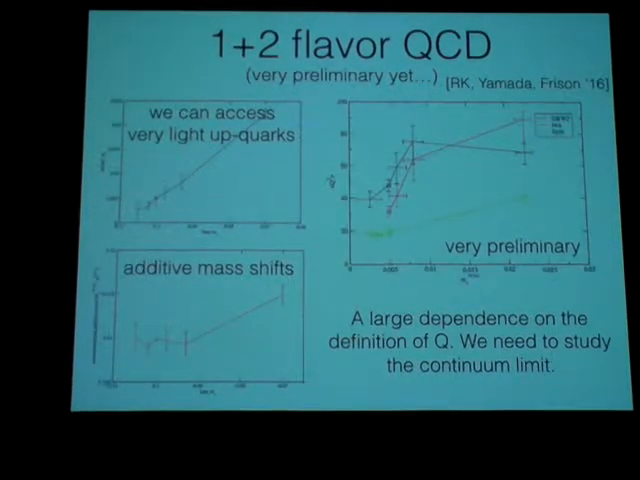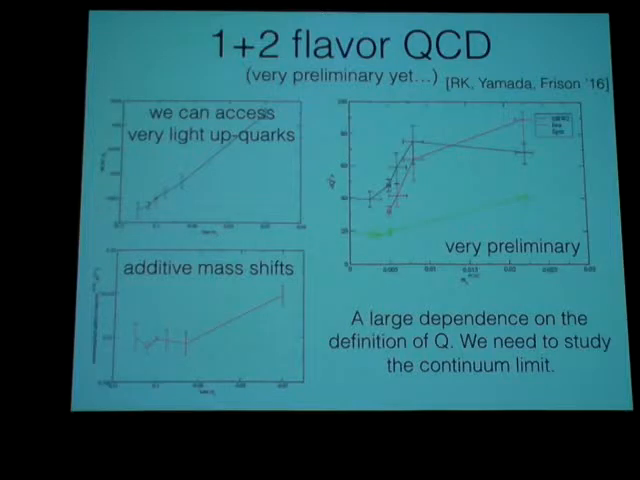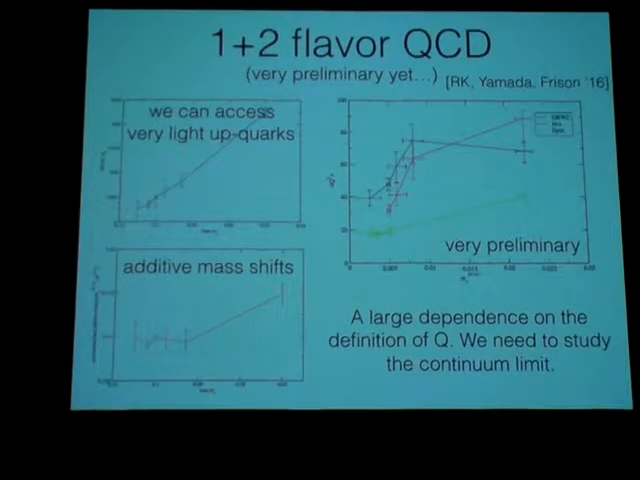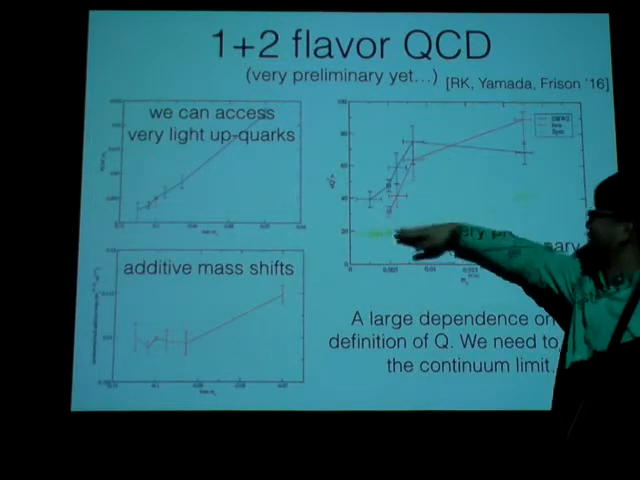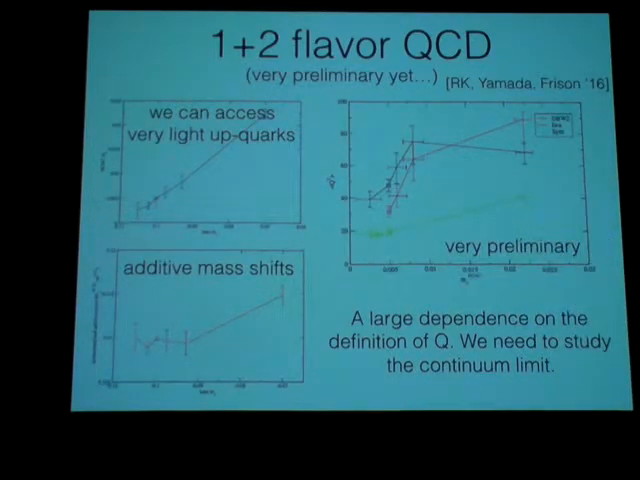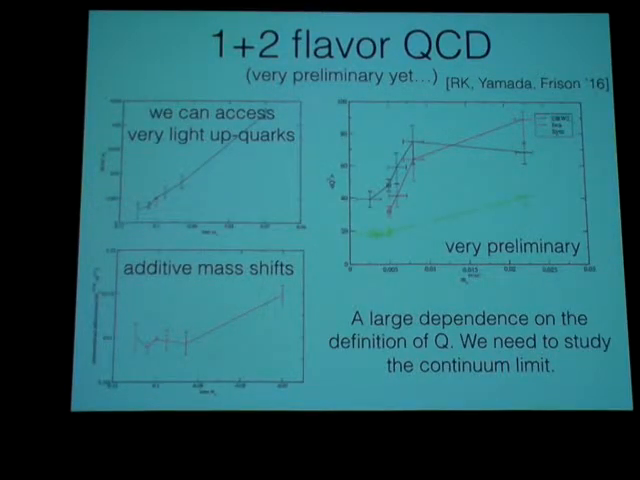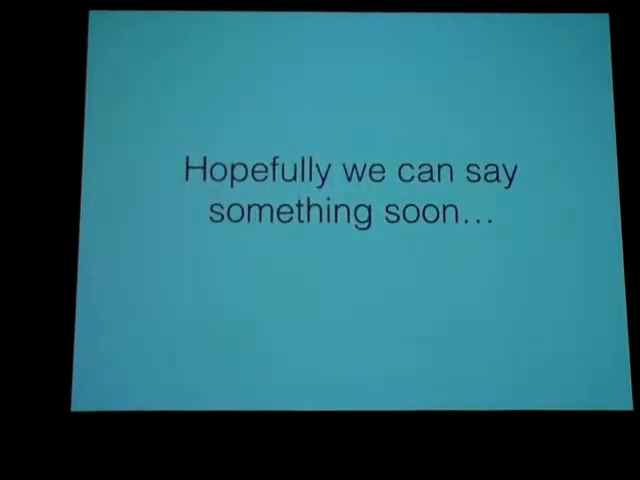Are you going to discuss how you define the topological susceptibility on the lattice? Yeah, later. Let me explain a little bit. There is actually uncertainty. There are different ways of defining the topological susceptibility on the lattice, like the topological charge on the lattice. Yeah, there are huge uncertainties.